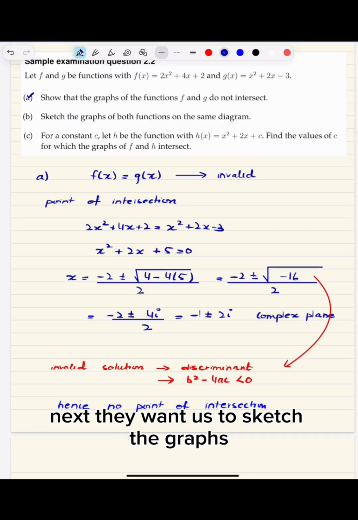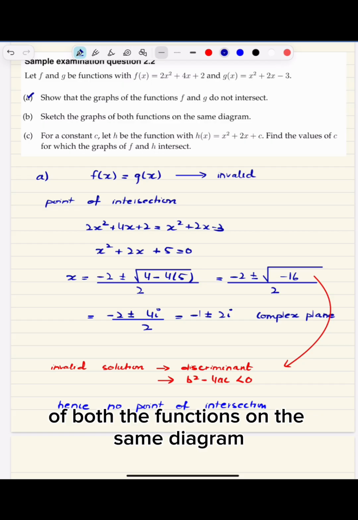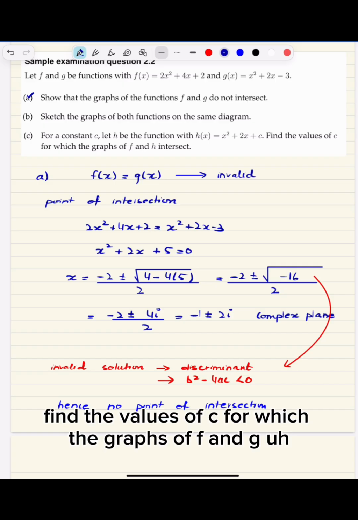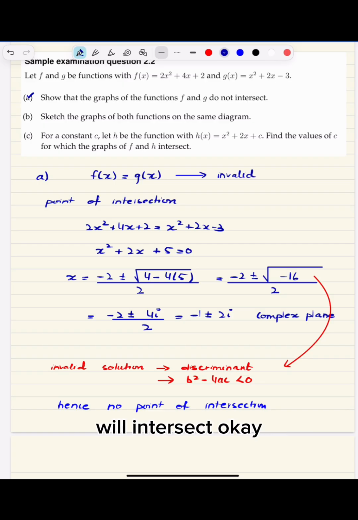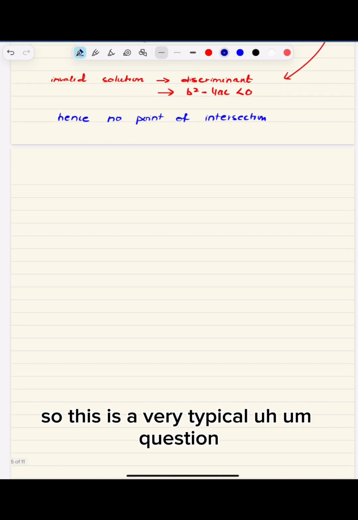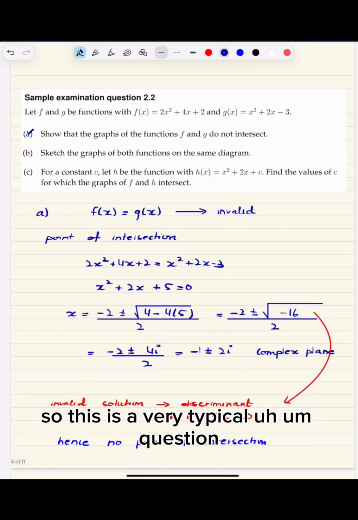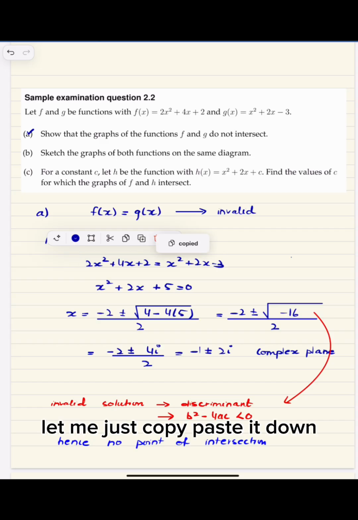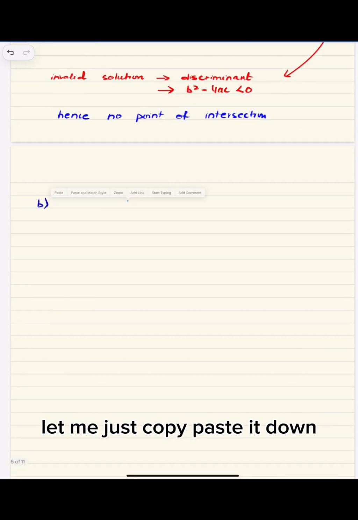Okay, so we've done part A. Next, they want us to sketch the graphs of both the functions on the same diagram. And for part C, for a constant C, let h be the function this. Find the values of C for which the graphs of f and g will intersect. Okay, so we start by sketching them. This is a very typical question. This was the function for f(x). Let me just copy paste it down.